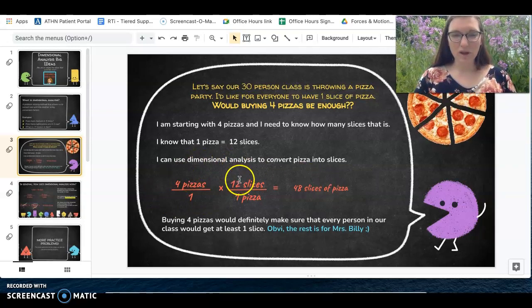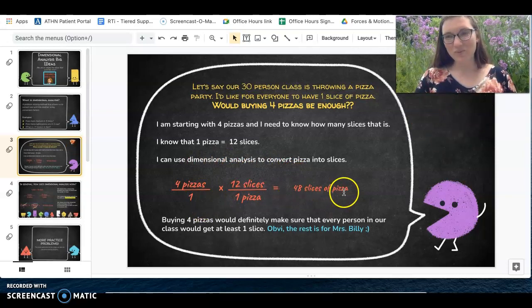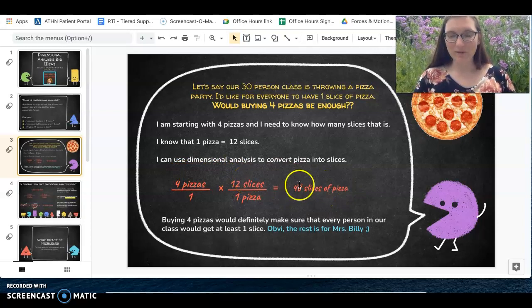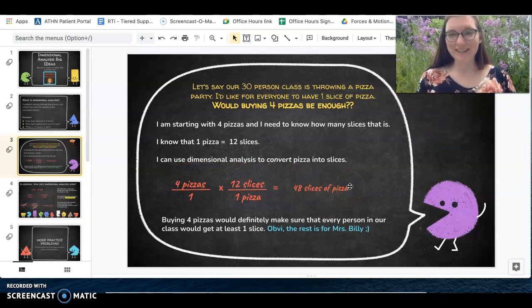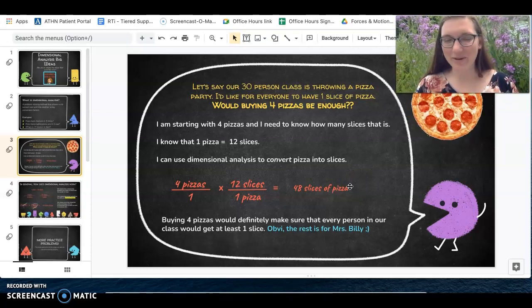So 4 times 12 is 48. 1 times 1 is 1. So 4 pizzas with 12 slices each is going to give me 48 slices of pizza. Plenty for 30 kids, I hope. I always feel like I need like 4 or 5 slices of pizza.